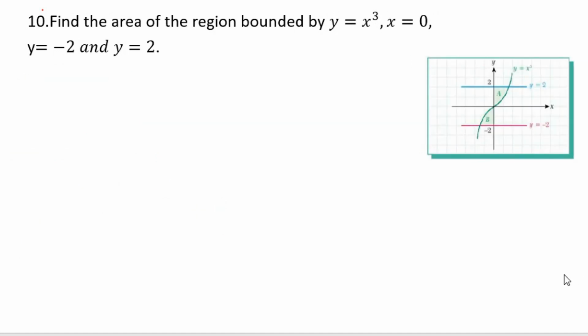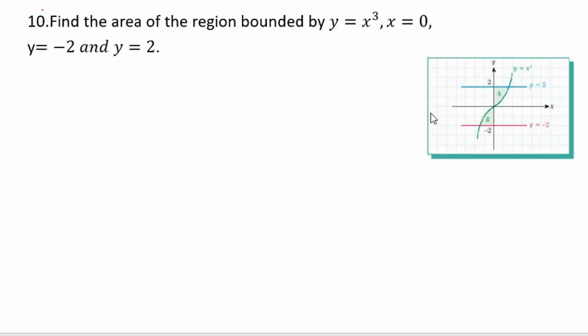Okay. Number 10, find the area of the region bounded by y equals x cubed, x equals 0, y equals -2, and y equals 2. So the last two given, y equals -2 and y equals 2, only tell us that this graph is along the y-axis, wherein the limits are from -2 to +2.